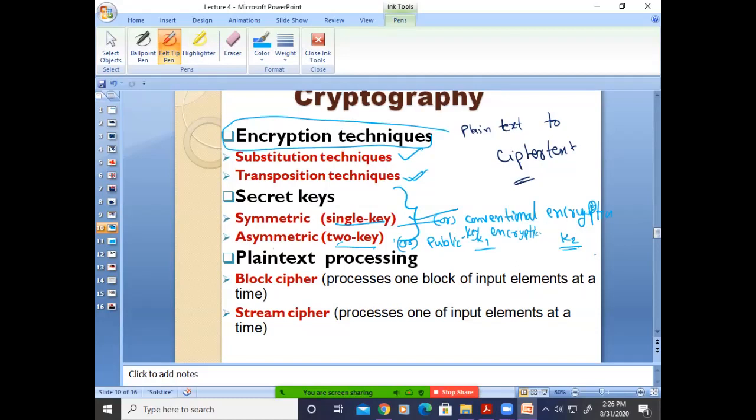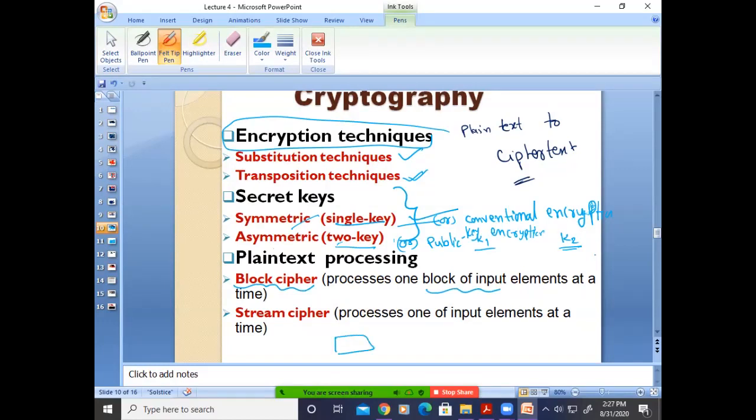So multiple keys or different keys for encryption and decryption, or the same key, which is symmetric encryption. Then how will the plain text be processed? Is it element by element or block of elements? If I am using blocks, we can say block cipher. That means a block of input elements.